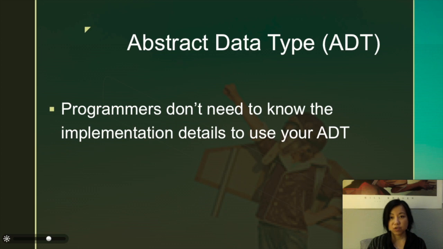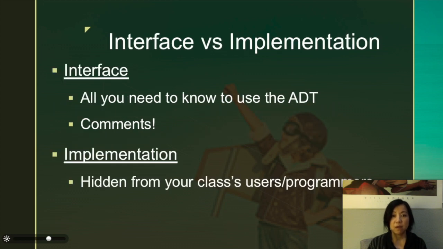So what is abstract data type? Abstract data types are those that programmers like us don't have to know how they are implemented, and you can still use the data type. There's a differentiation of interface and implementation. So all you need to know to use the abstract data type is provided to you. In our programs, we use comments to do so.